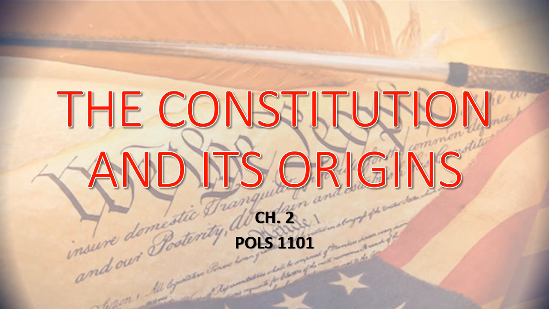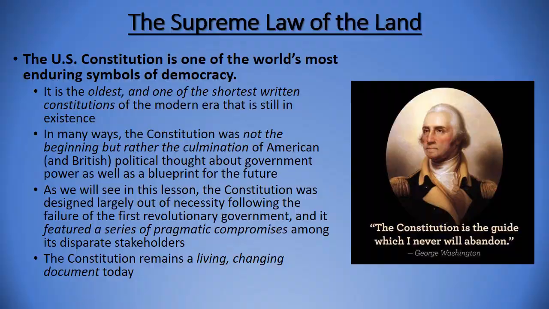Hey again, we're getting started today with Chapter 2, the Constitution and its Origins. The U.S. Constitution is one of the world's most enduring symbols of democracy, or I should probably say a democratic republic, but more on that later. Our U.S. Constitution is the oldest and one of the shortest written constitutions of the modern era that's still in existence today. In a lot of ways, our Constitution didn't just pop out of nowhere.